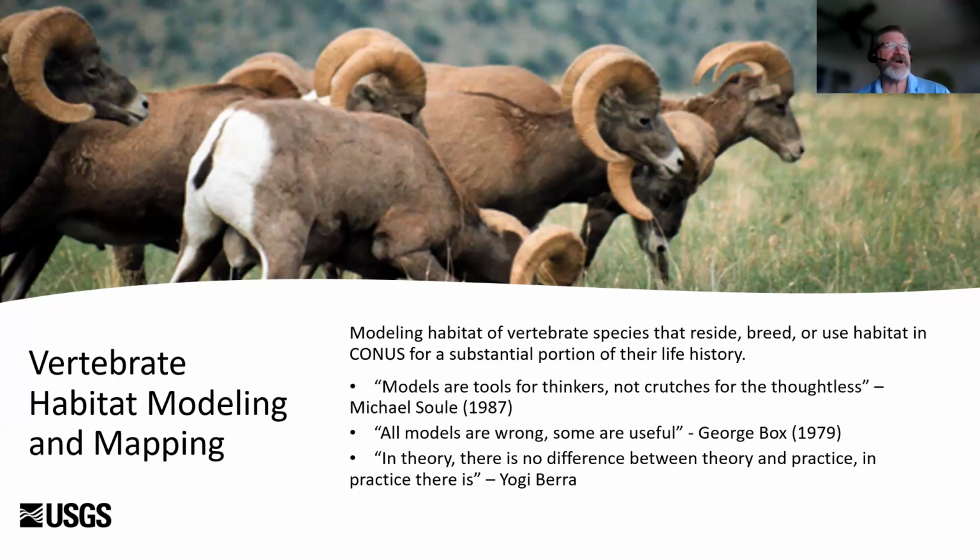And I like to bring up these three quotes that a lot of people use when they're talking about modeling, but I think they're always important when we have a modeling discussion: models are tools for thinkers, not crutches for the thoughtless. All models are wrong and some are useful. That was by George Box. And then Yogi Berra also provided this one: in theory, there's no difference between theory and practice, and in practice there is.